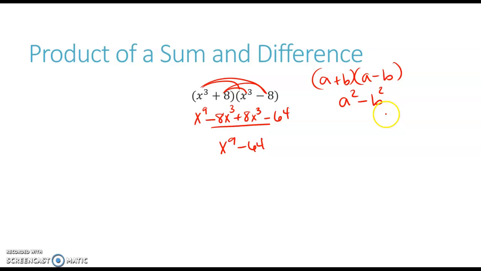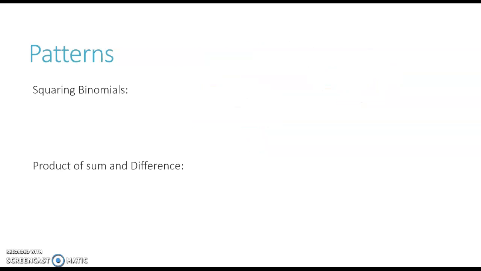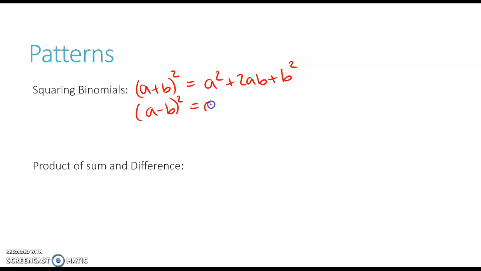And like I said, to me, that one's easier to remember. But either pattern can be used. And so in case you just want a place where the patterns are, squaring of binomials: when we have a plus b squared, which is the same as a squared plus 2 times ab plus b squared, or if you have a minus b quantity squared, it is all the same except it's a minus for the middle term.